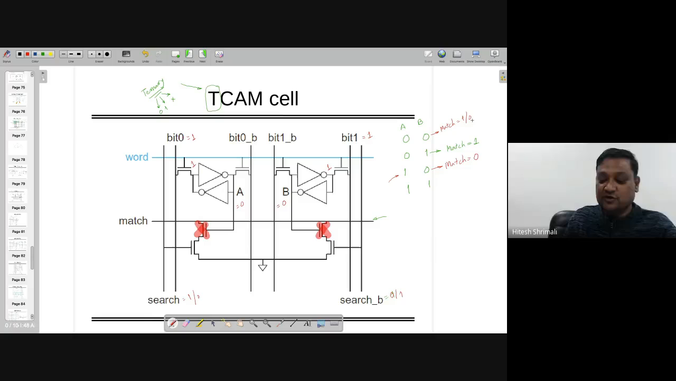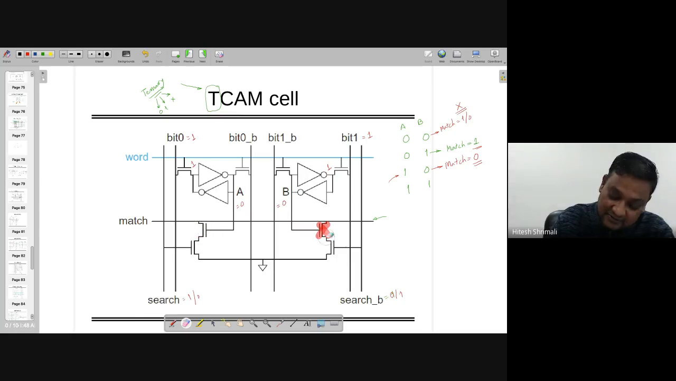Now look at this situation. You can say that it's a don't care what value of search you are giving. It does not matter as long as A and B are stored with 0 0 value. The match is 1, right? So it's not only searching the value 1 and 0, but if you want to search the value of don't care, you can find that. So there are 3 values.